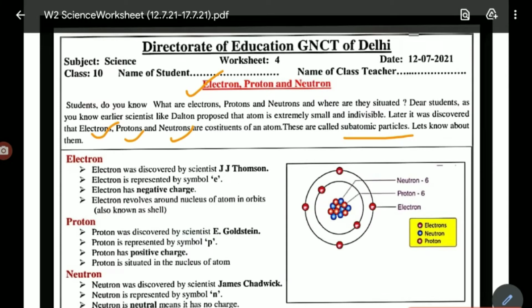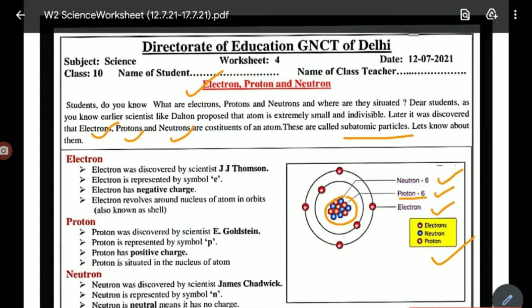Let us see the feature of each one of them, but before that, let's see the model. The Neil Bohr model of atom, where the subatomic particles inside the nucleus are of two types, protons and neutrons. Proton is positively charged, neutron does not have any charge, and electrons, which revolve around the fixed orbits, also called shells, are negatively charged in nature.